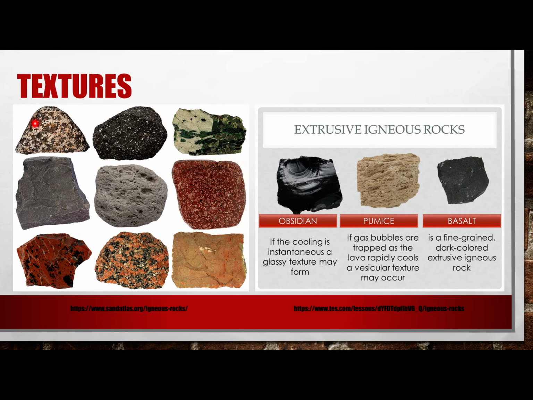You can have intrusive, that is intrusive. The cooling history is slower and longer. You can also have extrusive, which tend to be much smaller crystals. So for these, we've got basalt as a good example here. Not a lot of time for the crystals to form. Everything cools rapidly.